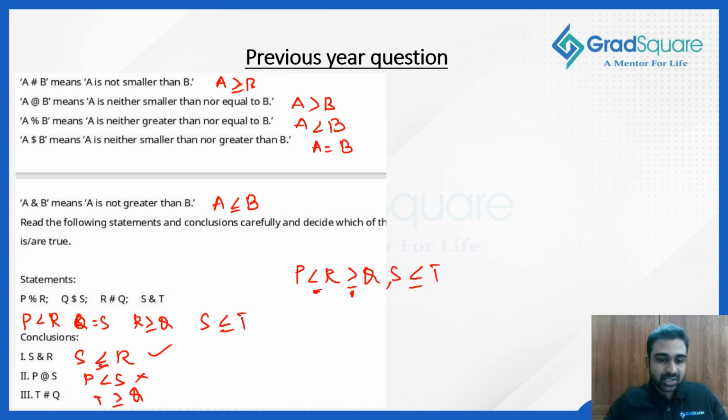And we are checking with the third conclusion. T is greater than or equal to Q. Of course, Q and S are equal. So if T is greater than or equal to S, it will be greater than or equal to Q as well. So conclusion 3 follows. So the answer for this question will be 1 and 3 follow.